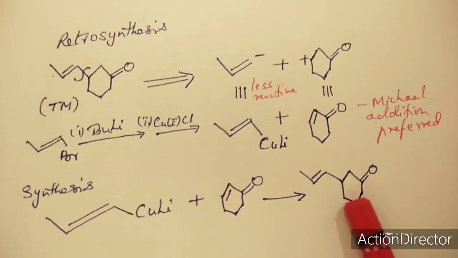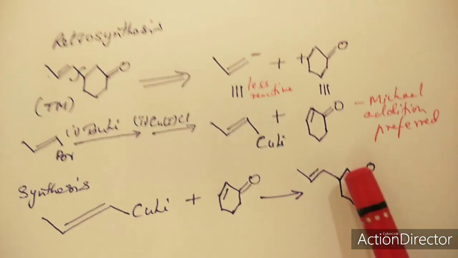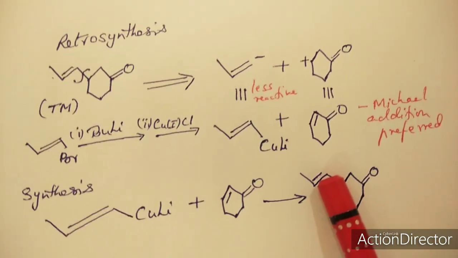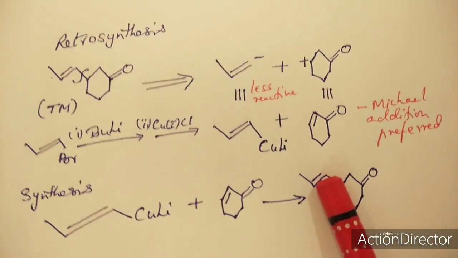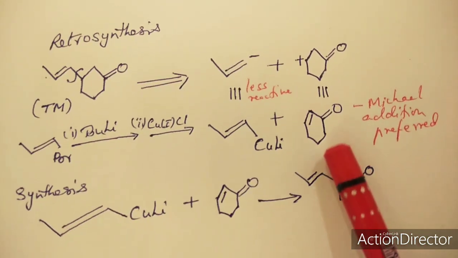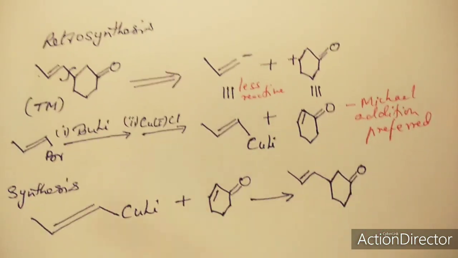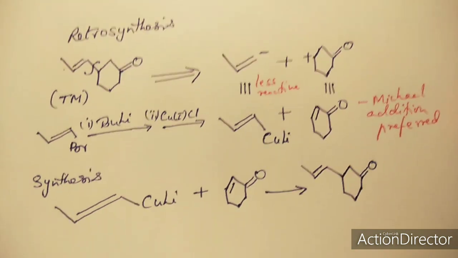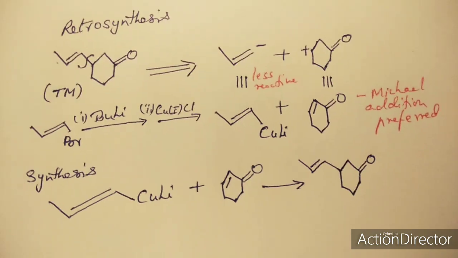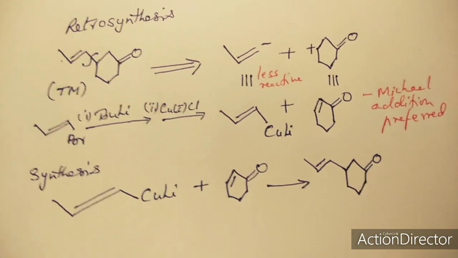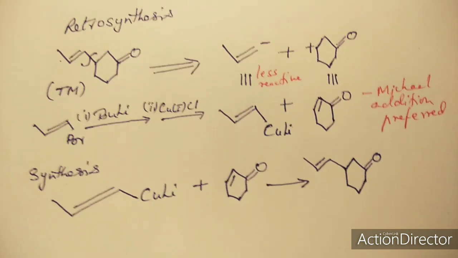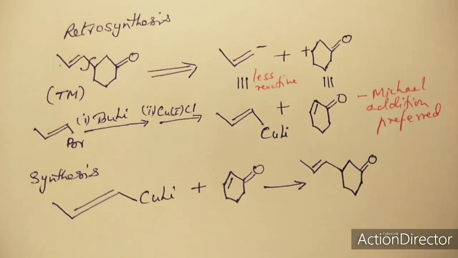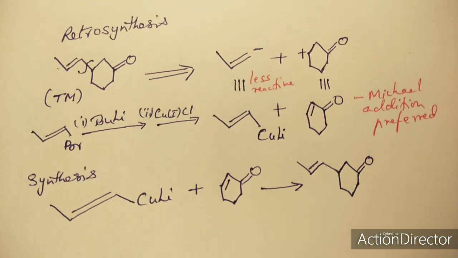So we found the alpha beta unsaturated ketone and disconnected it at this end, so that we got a carbanion. And the carbanion being a stable carbanion, and this being an alpha beta unsaturated ketone, the Michael addition was preferred and we got our target molecule. So this is all for today. I hope you follow regioselectivity, that is the preferential reaction at one side of one functional group.